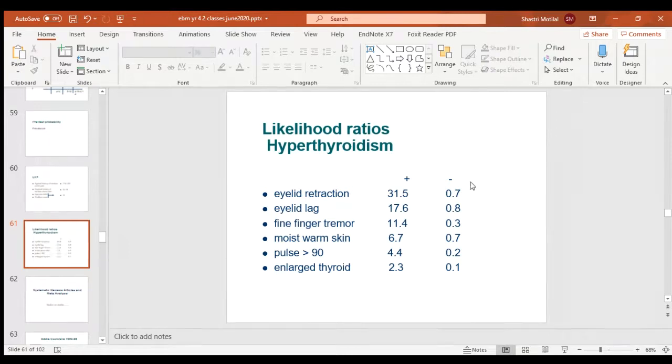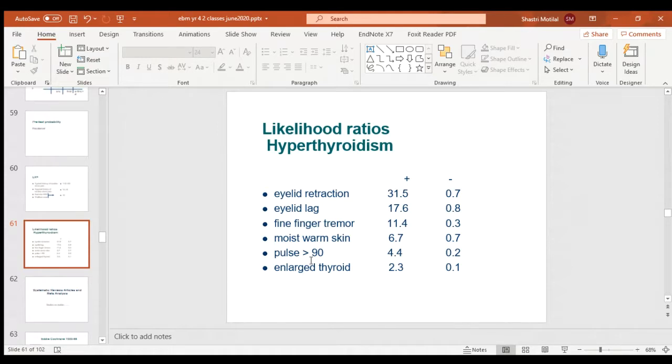Look at the negative likelihood ratios. They are all more than 0.1. The only one that's probably kind of close, just cutting it, is an enlarged thyroid, which has a negative likelihood ratio of 0.1. So what does that mean? It means that an enlarged thyroid has a good negative likelihood ratio.